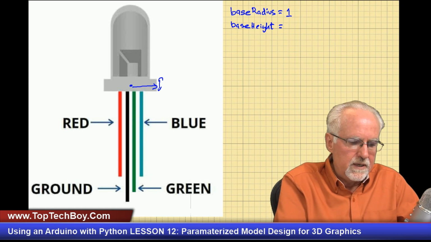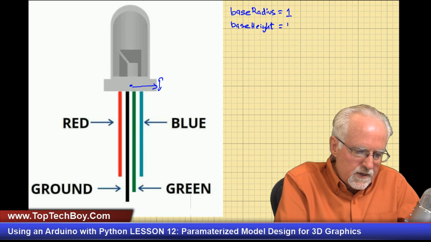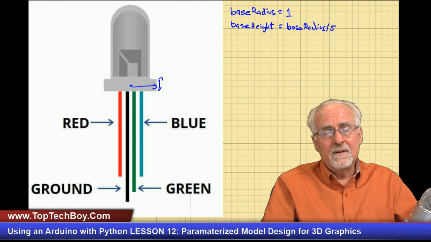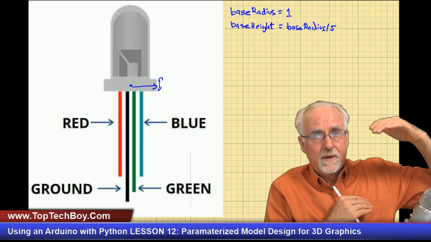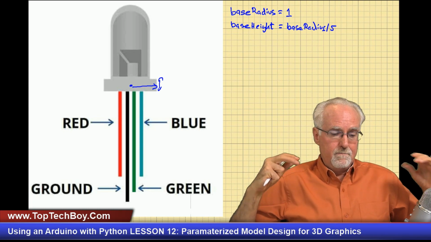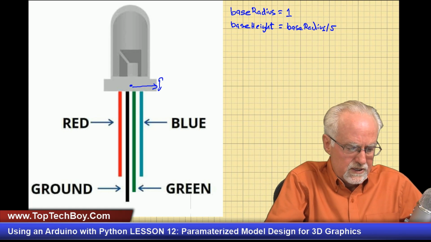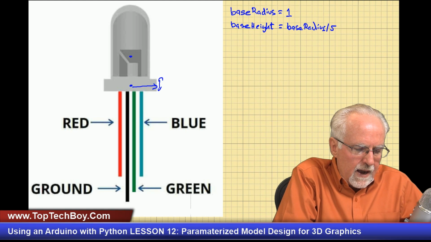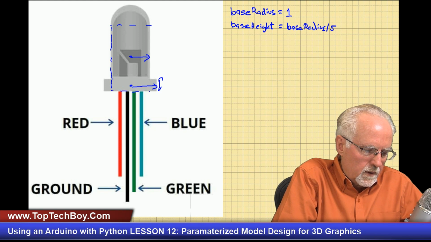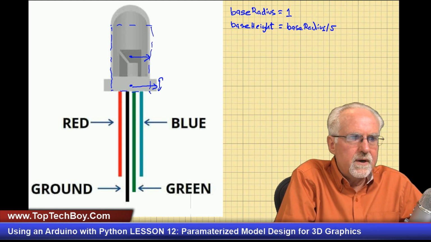So what I am going to do is say that my base height is my base radius divided by 5. If I came in later and wanted to make my base radius 10 times bigger, it would automatically make my base height about what it needs to be. All right, does that make sense? Now we're going to call this the body. This area here is going to be a cylinder, and that cylinder we're going to call the body.